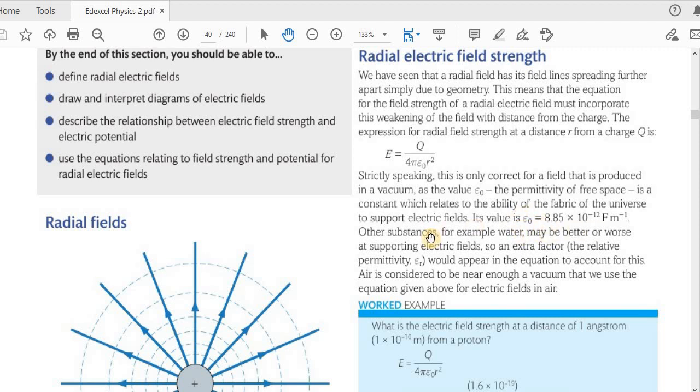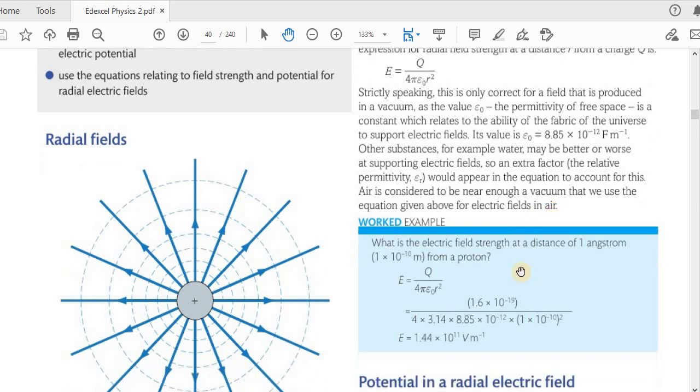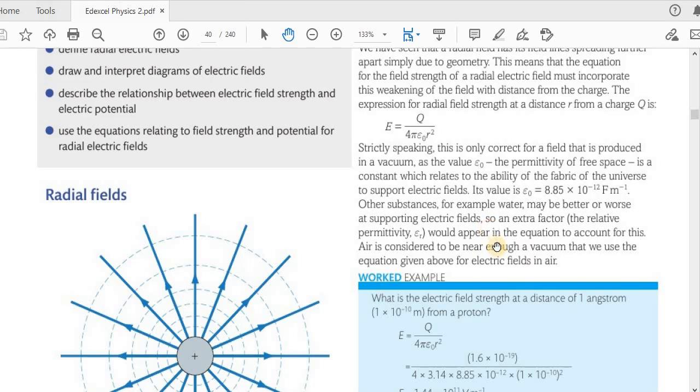This is the value of epsilon naught. Other substances, for example water, may be better or worse at supporting electric fields. So an extra factor, the relative permittivity epsilon r, would appear in the equation to account for this. Air is considered to be near enough a vacuum that we use the equation given above for electric fields in air. So if it is in air, we can assume it's like a vacuum and use the epsilon naught here. That's what they mean.